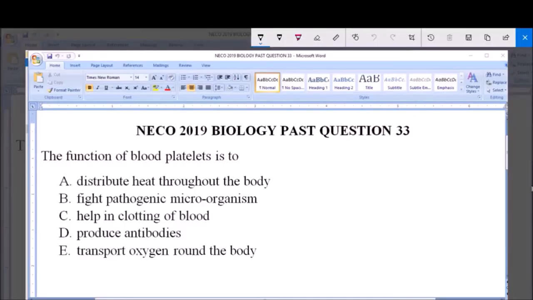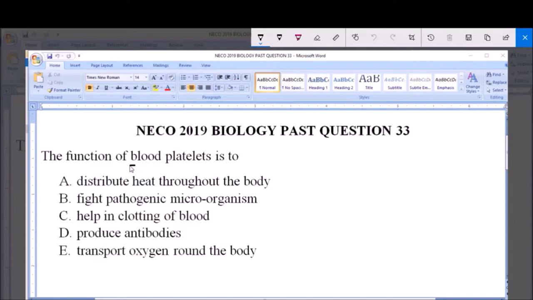I will be answering NECO 2019 biology past question 33. The function of blood platelets is to A, distribute heat throughout the body, B, fight pathogenic microorganisms, C, help in clotting of blood, D, produce antibodies, and E, transport oxygen around the body.